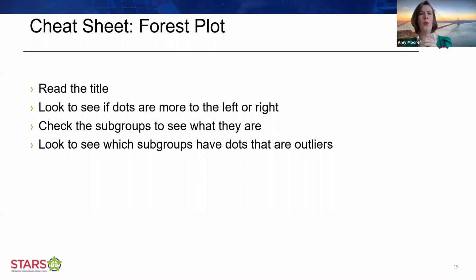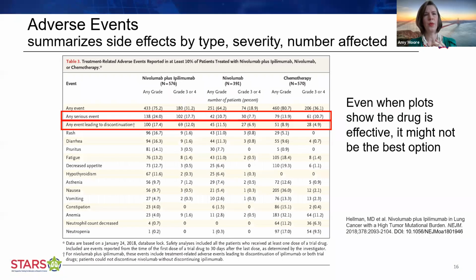Okay, now we're going to switch gears a little bit. Next slide. So I've gone through two types of plots so far, Kaplan-Meier or survival curves and forest plots. In both cases, we were looking at a real world example of the combination of Nivo plus Ipi to say, does it work better? Based on both of those graphs, we would say, it looks like it has a benefit. It looks like it works better.